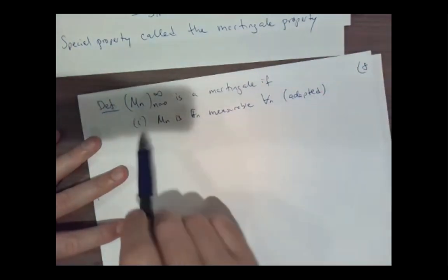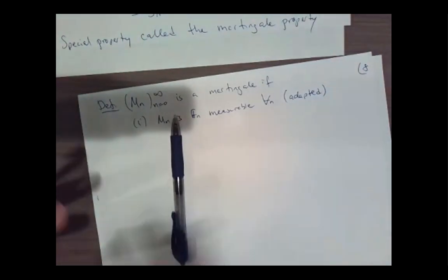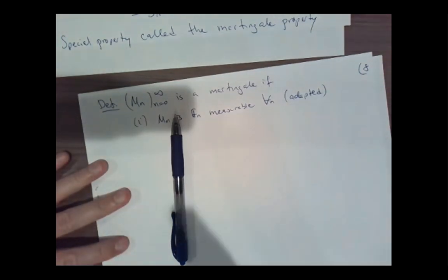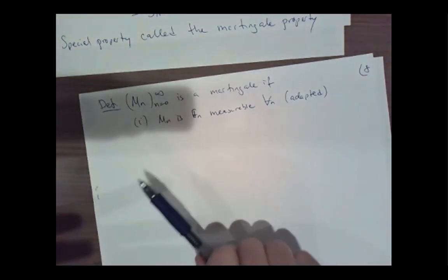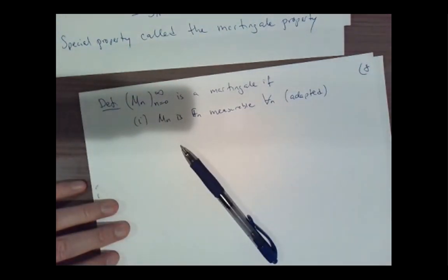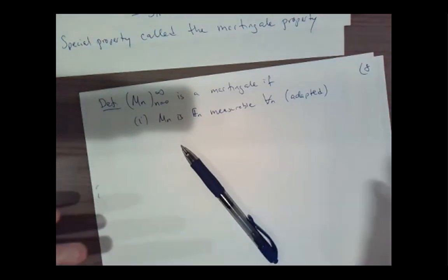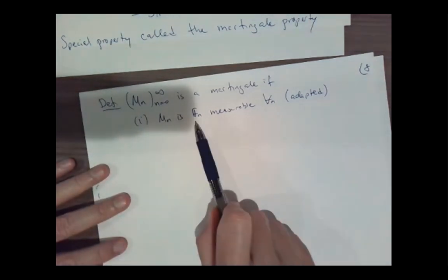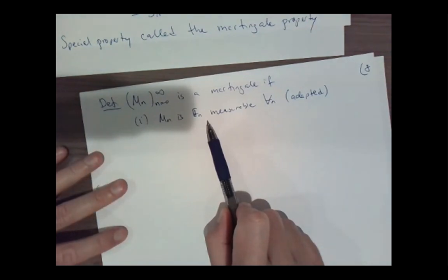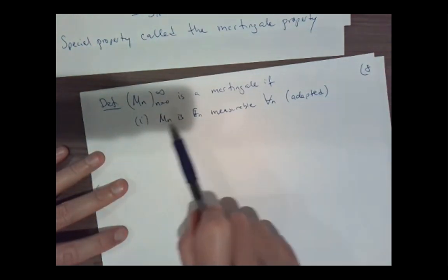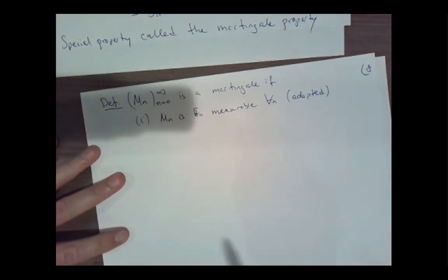Just to speak of a martingale, I need to have a sequence of random variables. I cannot talk about one random variable being a martingale. This is impossible. I need a sequence of random variables, and I also need a sequence of sigma algebras. And so Mn must be Fn measurable.